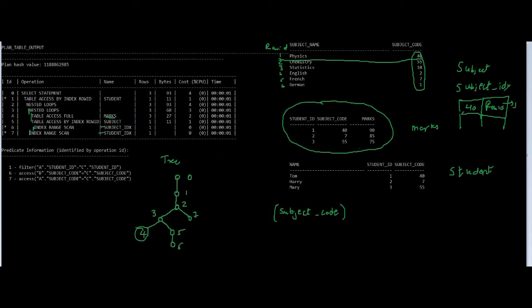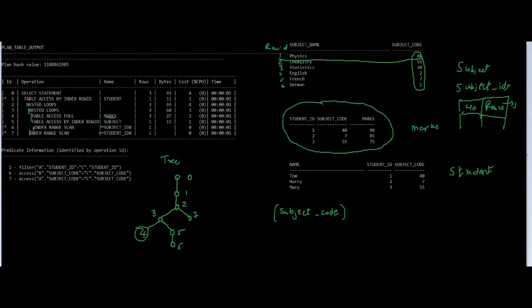So if you access this table directly, that is subject, you can access subject name. There is one more way: you can first access subject code via an index and then get the row ID of this particular row, that is 1, and through this access the subject name. So this is very quick for big tables.